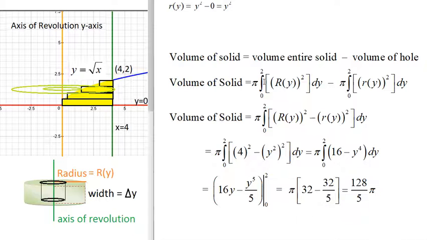And for the volume of the entire solid, we'll use the outer radius, which was 4, and so we get 4 squared. And then for the inner radius, which was y squared, we square it. And so 4 squared is 16, and then y squared squared is y to the 4th.